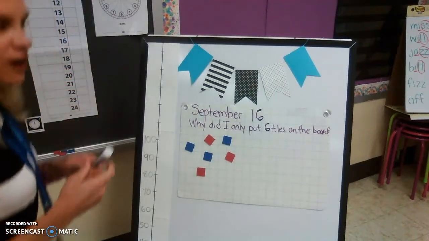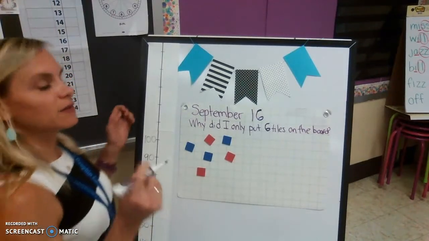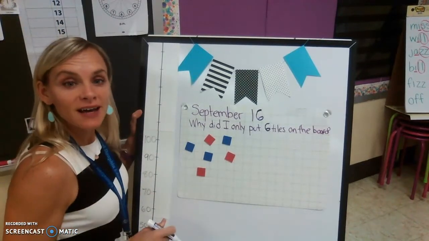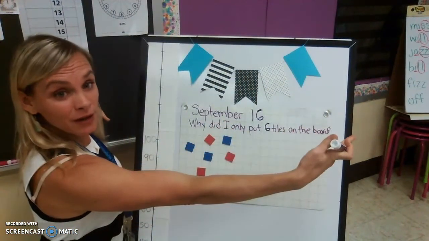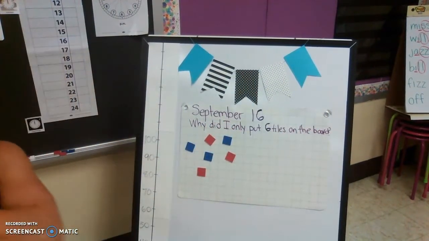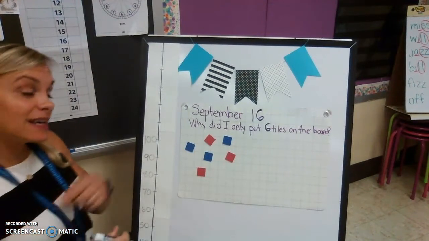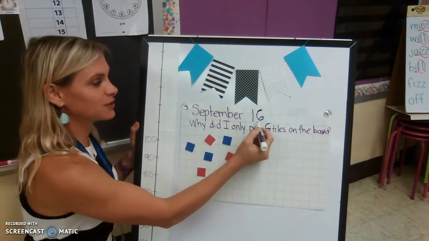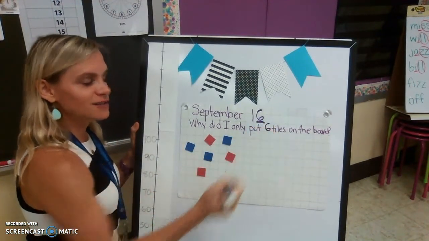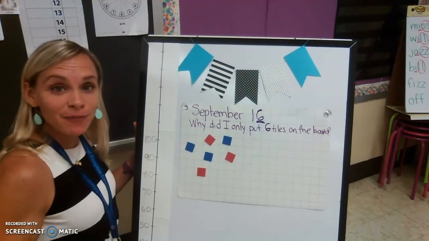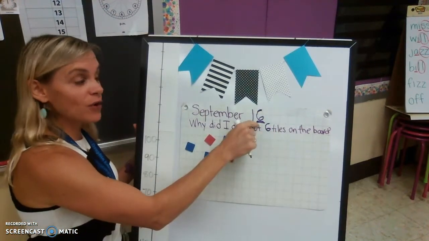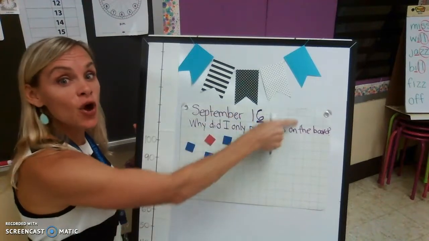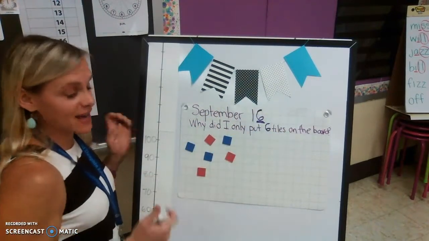Do you remember what I taught you? I think it was last week, maybe. I said when we have 2-digit numbers or even really big numbers, when you are looking for odd and even, you only have to pay attention to the ones place. So that's why I only put 6 tiles up, because it doesn't matter if I have 16. As long as I know what the ones place is, I know the whole number is that.